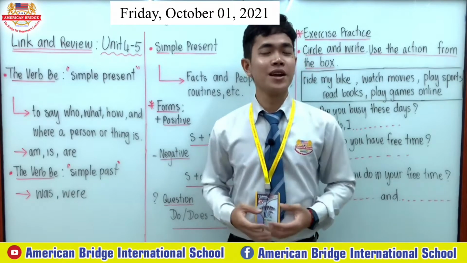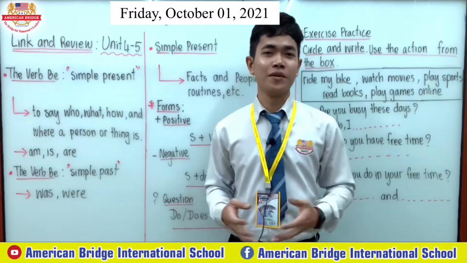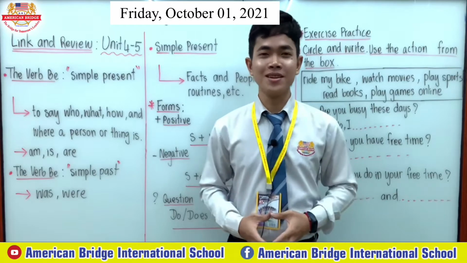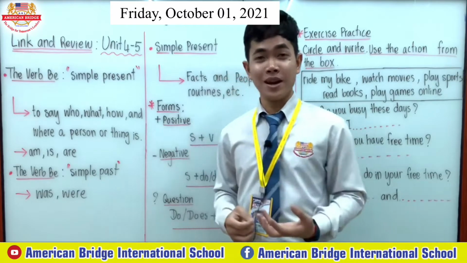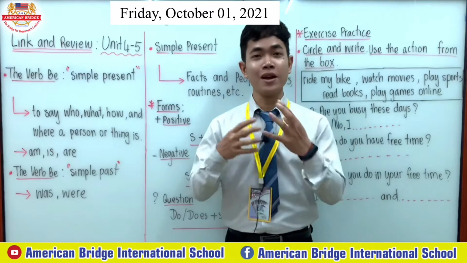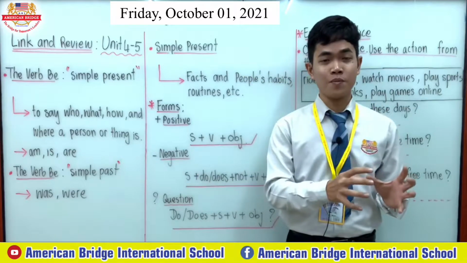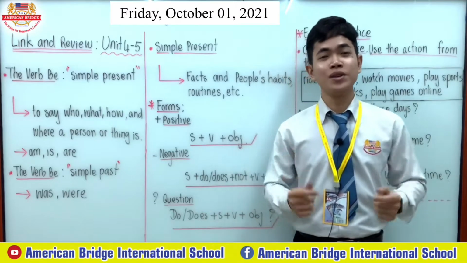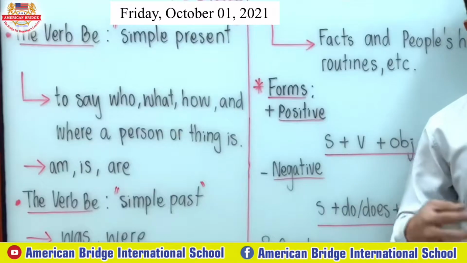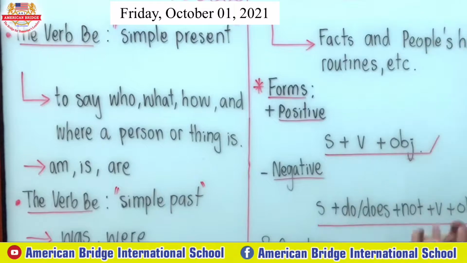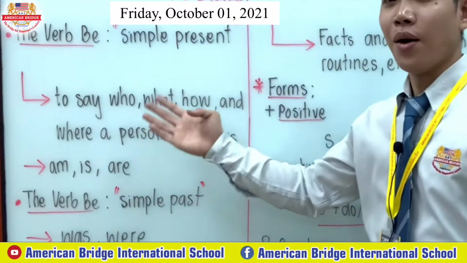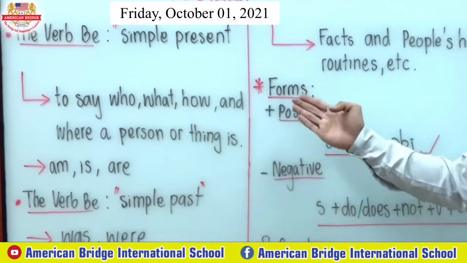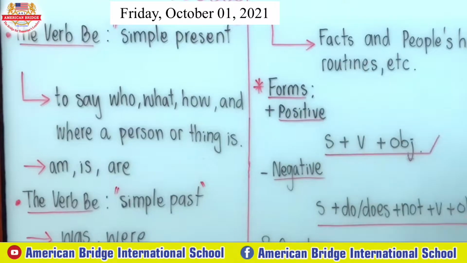So what did you study so far from our Unit 4 everyone? Yes, do you remember? Very good. So it is about the verb be, right? So we divide the verb be into the simple present and also use with the simple past, right? But how to use the verb be? We use it to say who, what, how, and where a person or thing is.